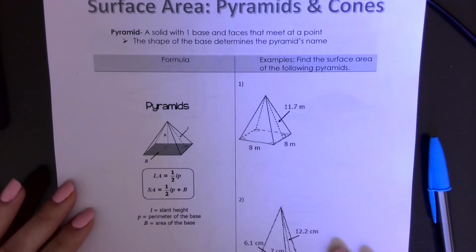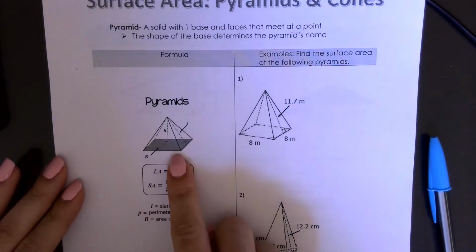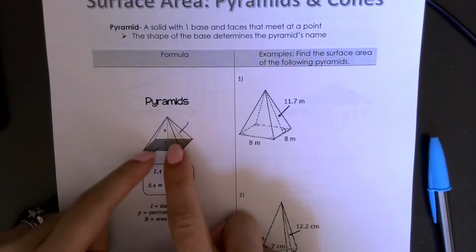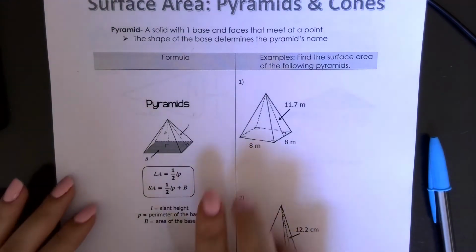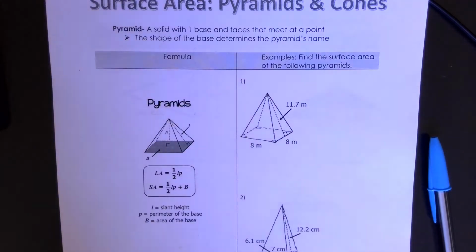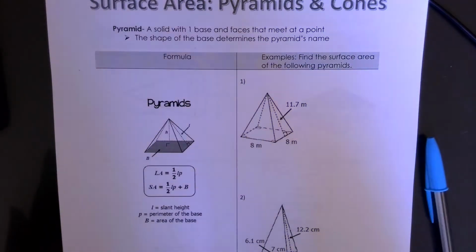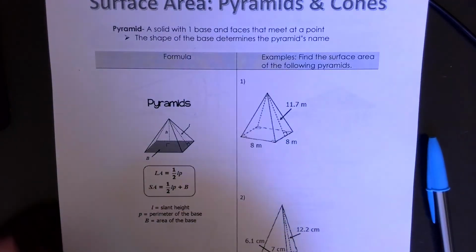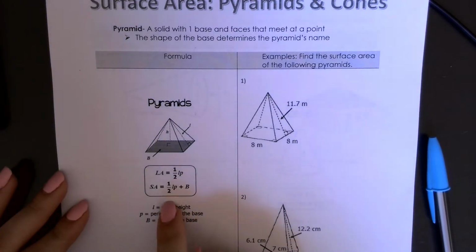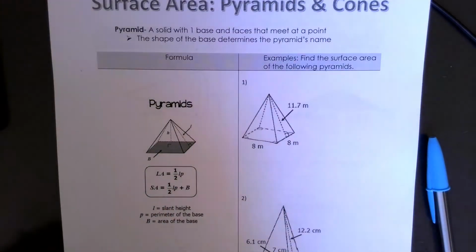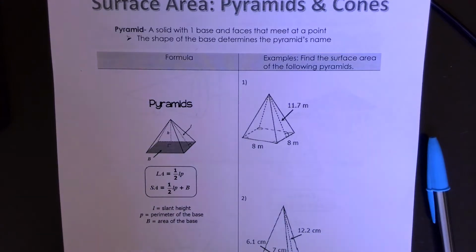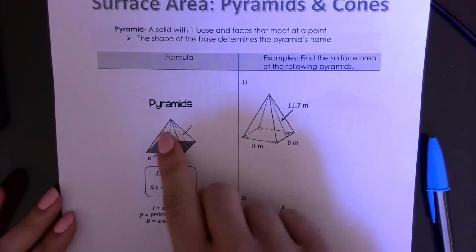Okay, so let's look here. This is your pyramid, so it has one base and all the faces meet at a point. So here's how you'll find the surface area, which means you're covering all the surfaces. This part right here is your lateral area. Your lateral area, as we discussed previously, is the area that doesn't include the base. So not including the bottom right here.